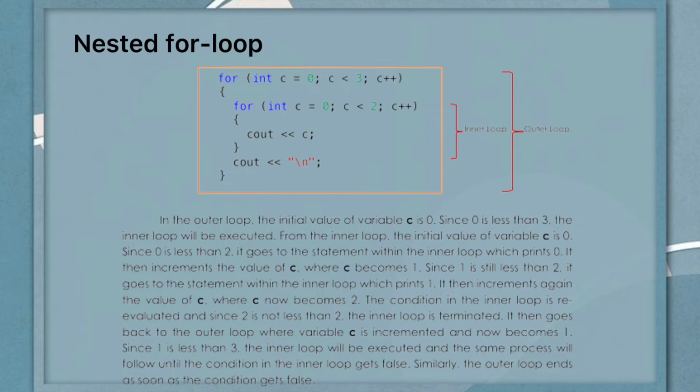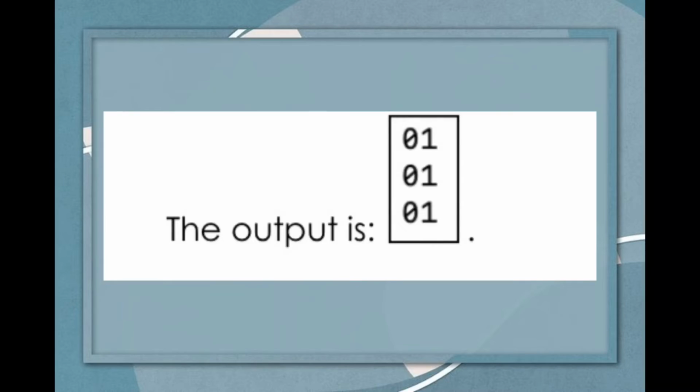Since 1 is less than 3, the inner loop will be executed and the same process will follow until the condition in the inner loop gets false. Similarly, the outer loop ends as soon as the condition gets false. This will be the output.